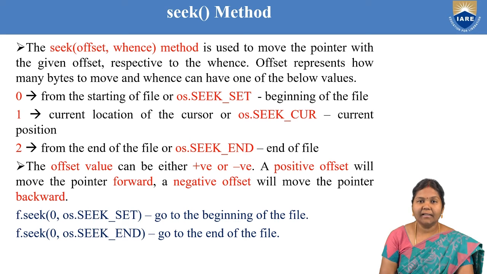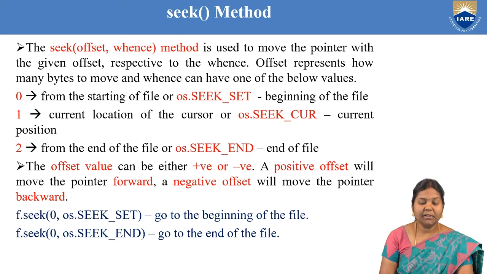Similarly, whence can take three values, either 0, 1 or 2. Whenever whence is 0, it means that the file pointer or the file handle is at the beginning of the file. So, you can write the integer value 0 to indicate that your file pointer is at the beginning. Similarly, if you want to use the os module, then you can also use os.SEEK_SET, which also indicates that your file pointer is at the beginning of the file.